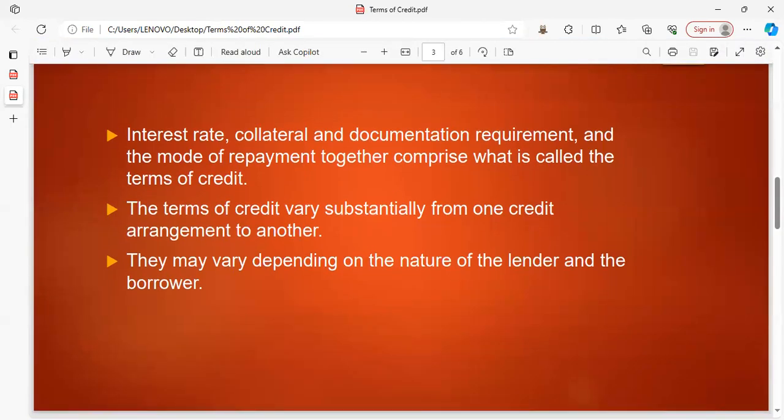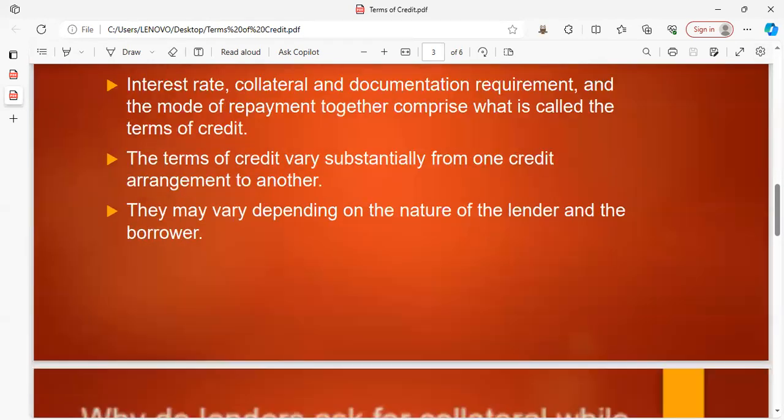One credit arrangement to the other means, if you look at the definition, an arrangement between a lender and a borrower. That is a credit arrangement. That means it is different for different institutions. It can be different for money lenders, for a scheduled bank, for a private bank, etc. There are different kinds of sources of credit, and for the different sources of credit, we have different credit arrangements and agreements. They may vary depending on the nature of the lender and the borrower, as I told you.